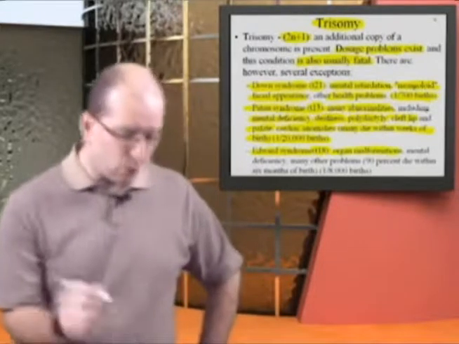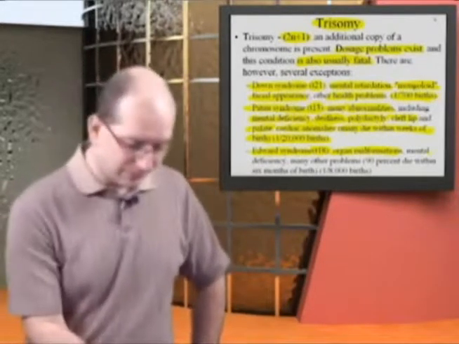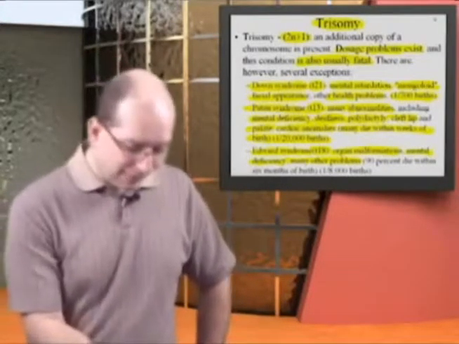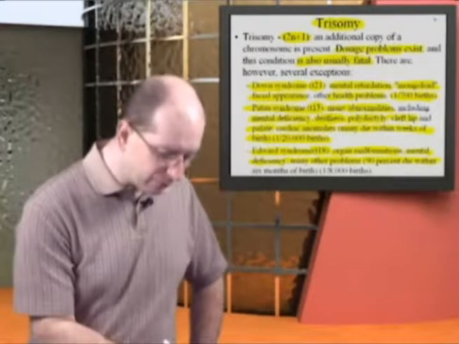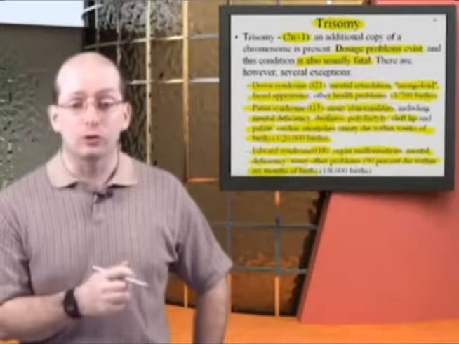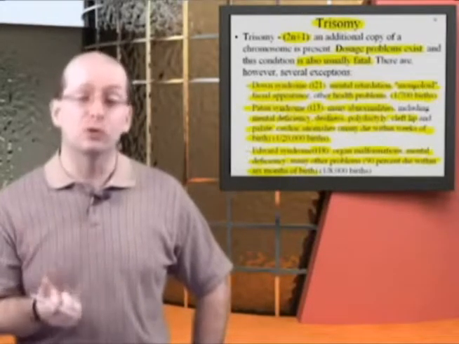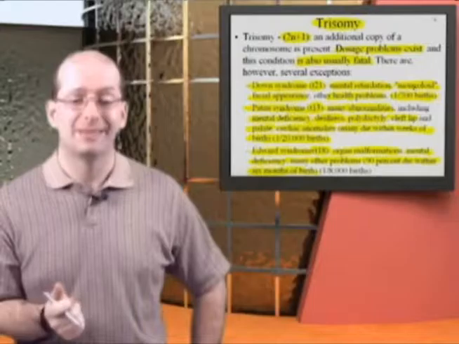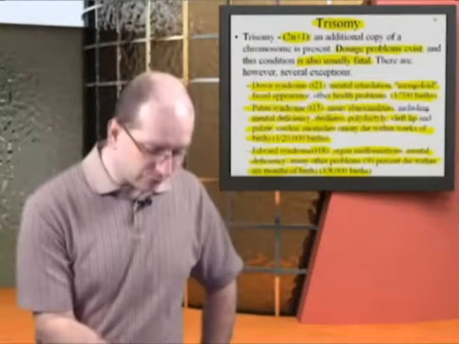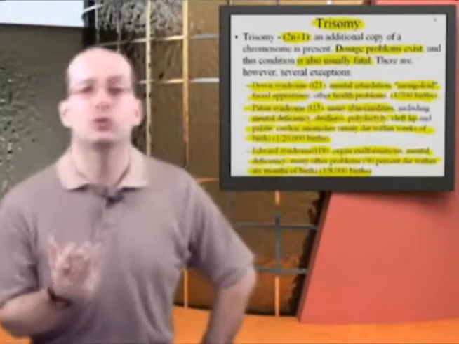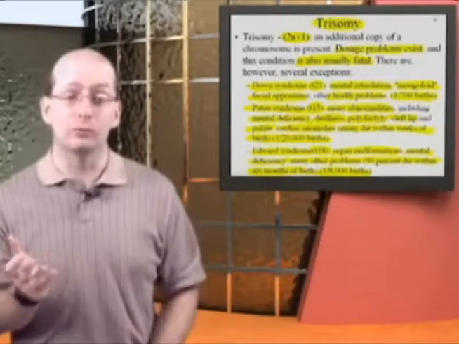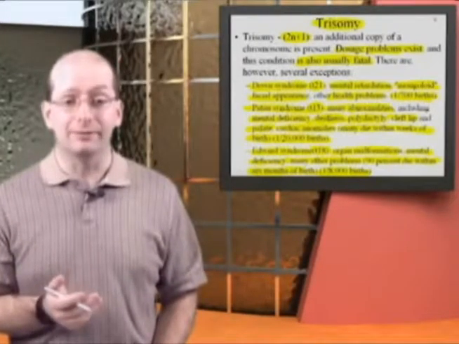There are a variety of organ malformations. Again, mental deficiency. I know it's vague, but a lot of problems. The statistics I found were that 90% die within 6 months of birth. A large percentage die earlier than that. There are some people who are able to survive with Edwards syndrome. It's not the rule, though. It's the exception. 1 in 8,000 births. So you can see from this that out of these three, Down syndrome is by far the most common and the most reasonable in terms of someone living a life.